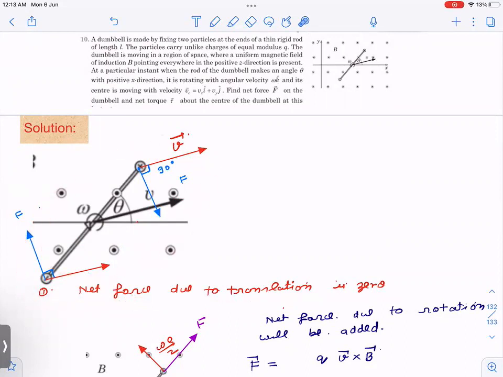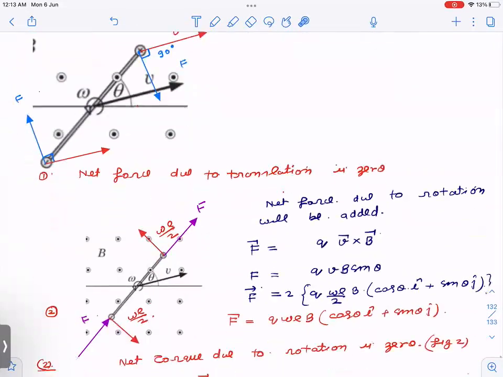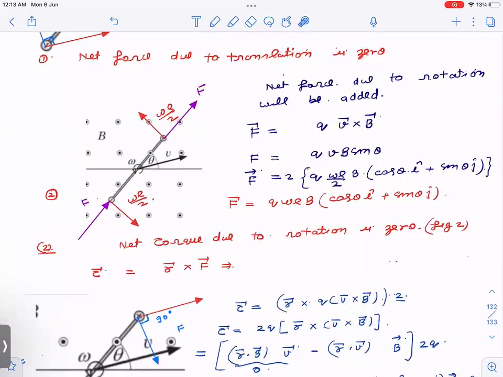Now let us see what is the net force due to rotation. For that, I have made this diagram. Due to rotation, since omega is this way, the velocity of this is r omega, where r here is L by 2. So this is omega L by 2. Again, use the left-hand rule. When you use the left-hand rule, the force direction on positive will be like this, and the force direction on negative will be like this.